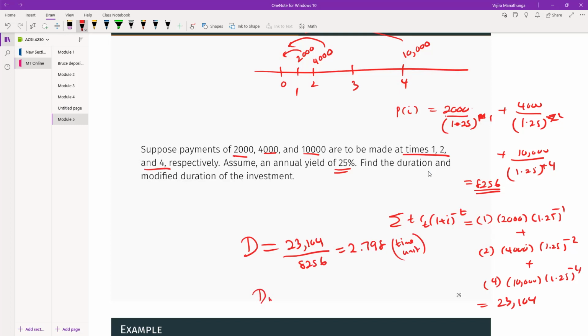Then the modified duration is going to be d divided by 1 plus i. So we divide 2.798 by 1.25, which is basically 2.23. Yes, okay.